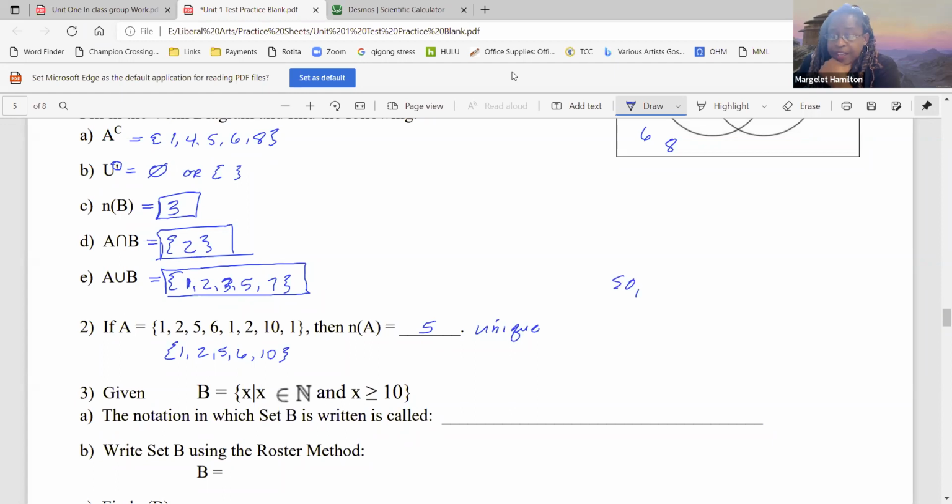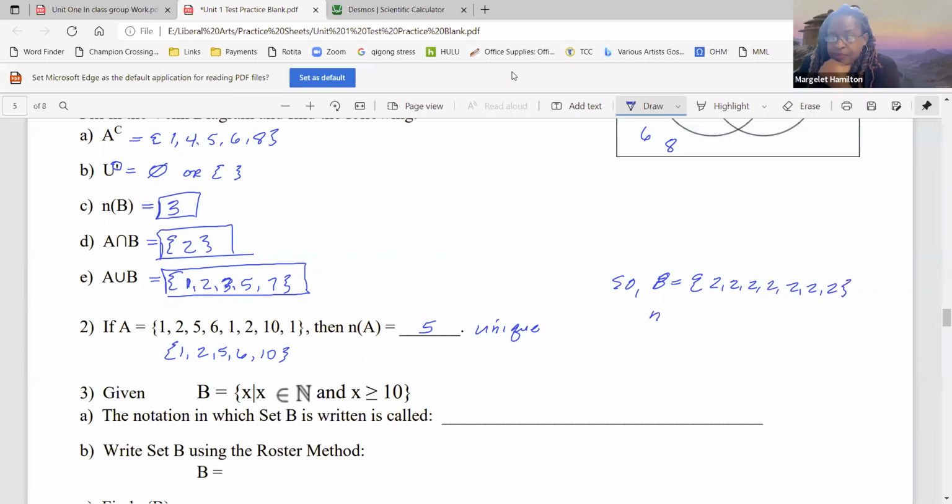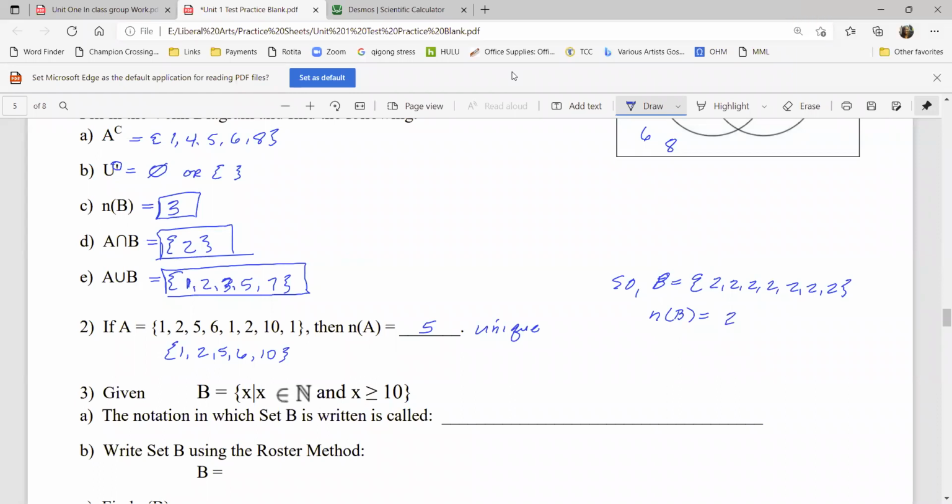So if I gave you here's set B, and I gave you this set right here. What is N of B? Just 2? Is it 2? Yes, I think so. No, it's 7. It's 7? Oh, no, it's 1. Oh, unique. Yes, one. Okay, it's one. I'm sorry, it's one. Thank you.